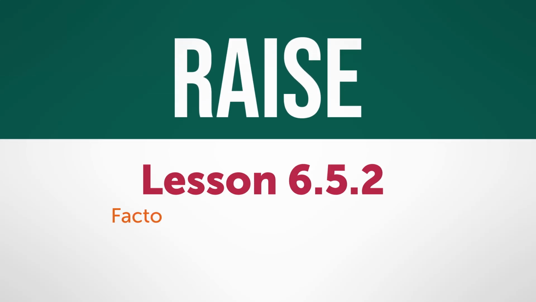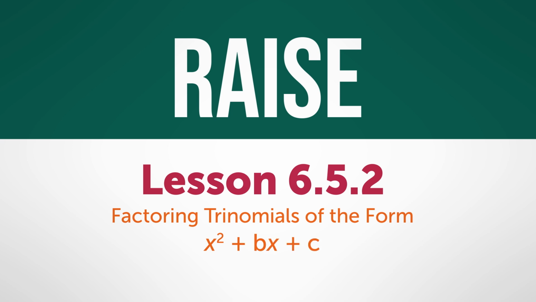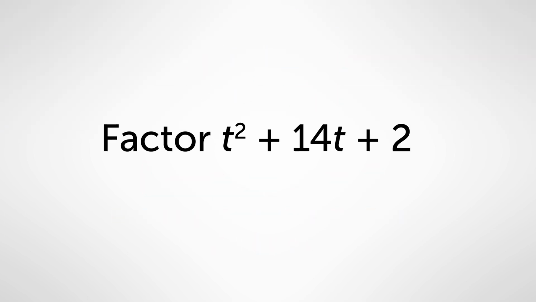Lesson 652, Factoring Trinomials of the form x squared plus bx plus c. To factor t squared plus 14t plus 24, we need to look for the factors of positive 24, the constant term, that sum to be positive 14, the coefficient of the linear term. Notice where those numbers 24 and 14 come from.